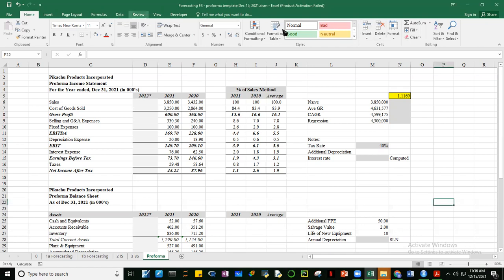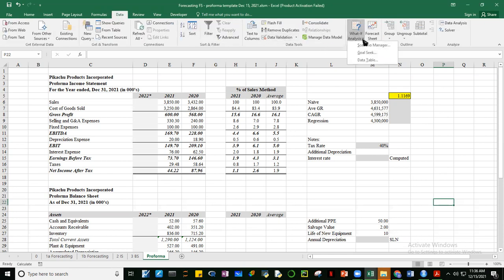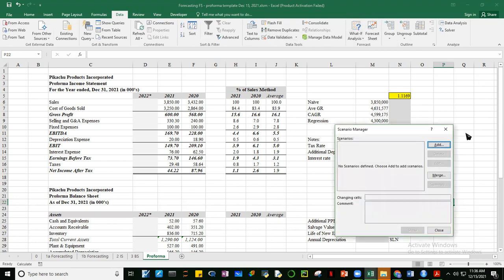Now if you recall guys, gumamit tayo dati ng data, tapos itong what if analysis, then scenario manager. Okay, we can make use of this scenario manager, guys. So ipepeg natin yung sales natin, pwede natin gawing naive, average growth rate, CAGR, and regression. We just have to express it in terms of a certain figure. Okay, so since pinakamaliit dito yung naive, guys, pwede natin ipeg the other sales relative to naive.